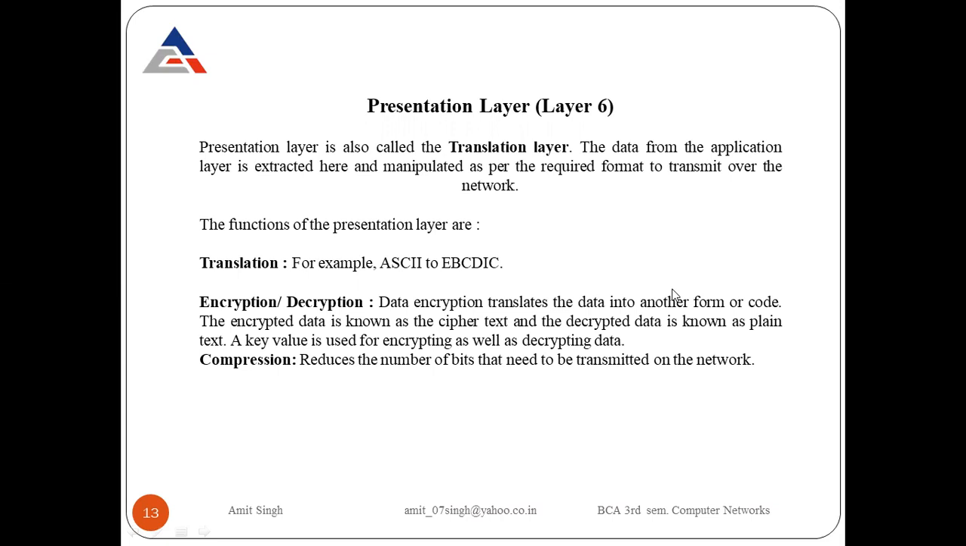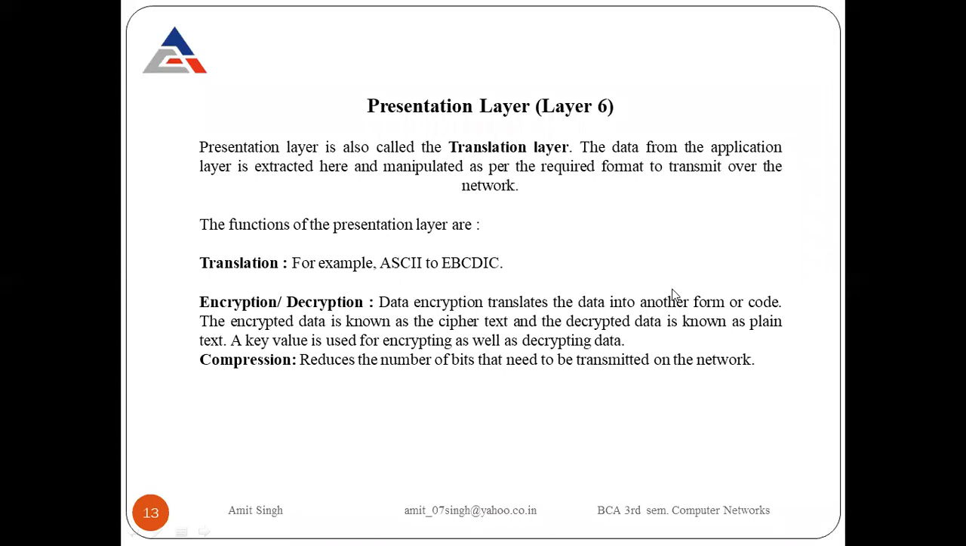The second function is encryption and decryption. Encryption means changing plain text into unreadable text. That text is known as ciphertext. Whenever the receiver receives the ciphertext, they can decrypt the data. Decrypt means going from an unreadable form to a readable form. This is called encryption and decryption.